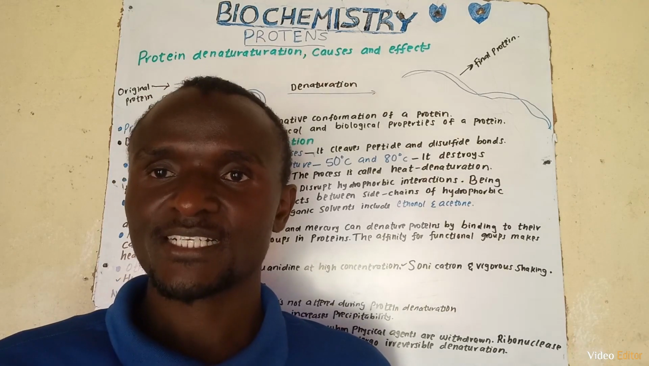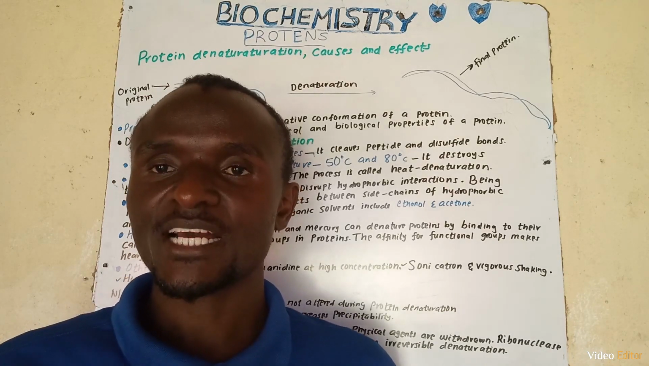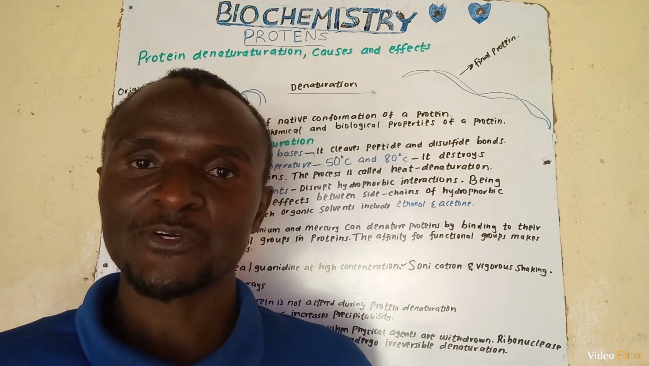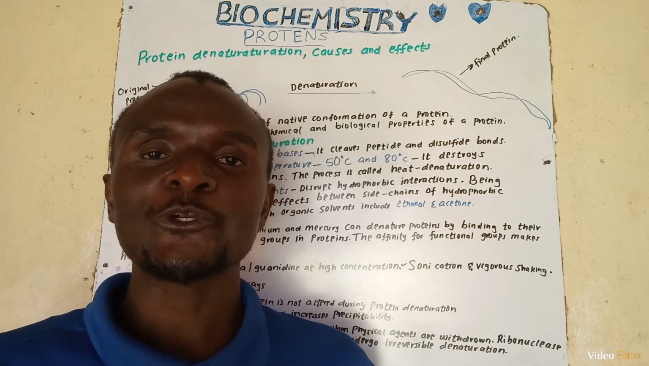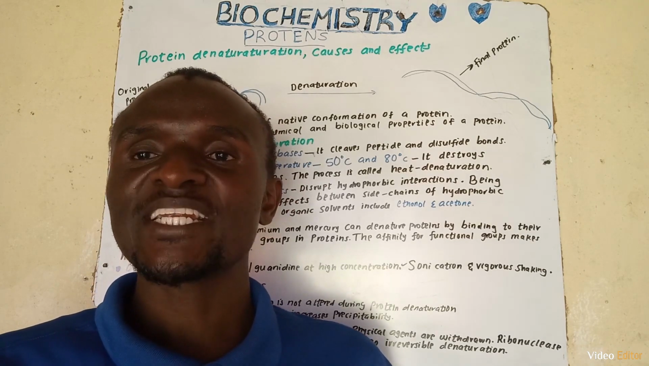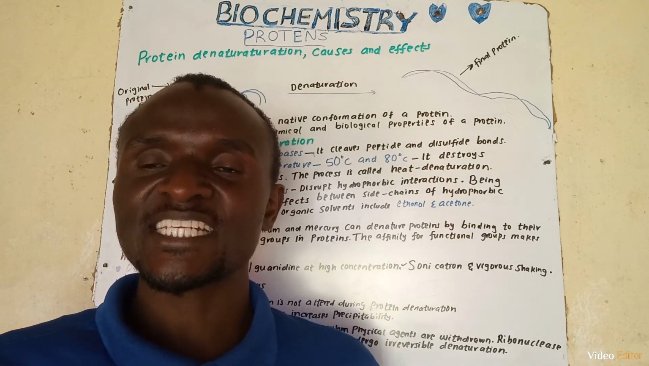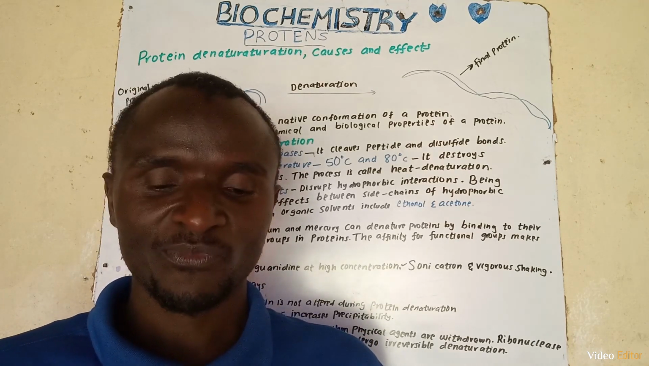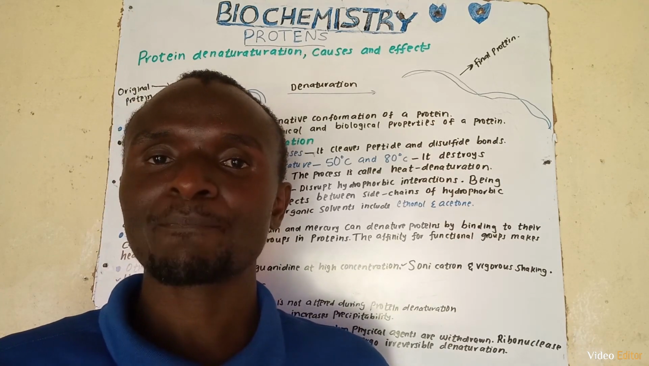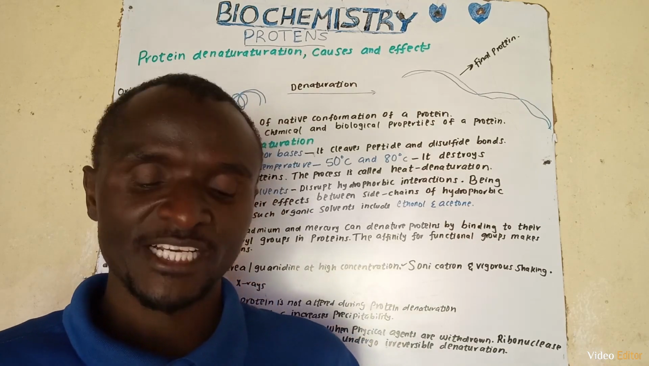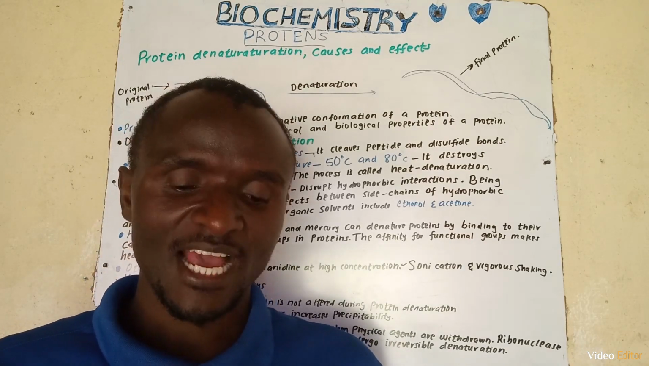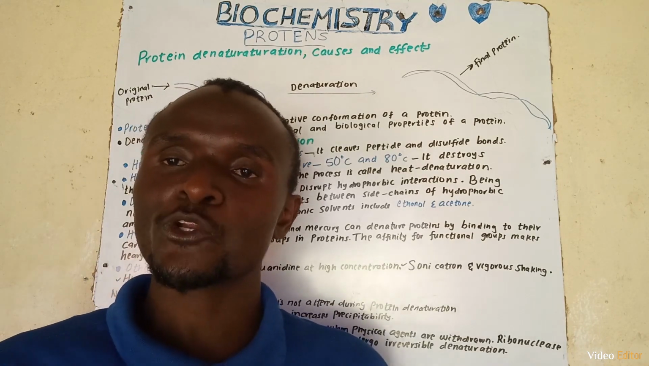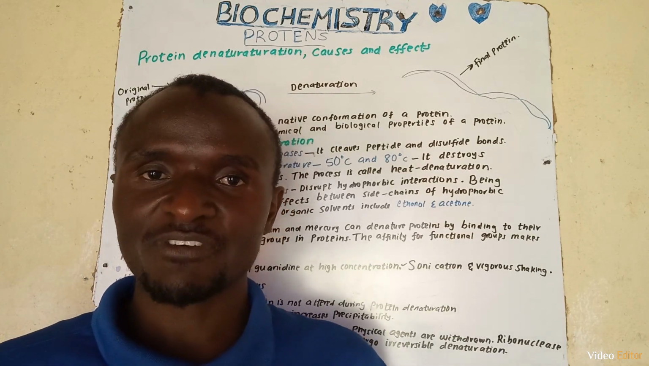Please note that protein denaturation does not affect the primary structure of a protein. It's also important for you to note that on denaturation, a protein may be renatured, but not all proteins can be renatured. Another thing is denaturation of protein decreases solubility and increases the precipitation of a protein.